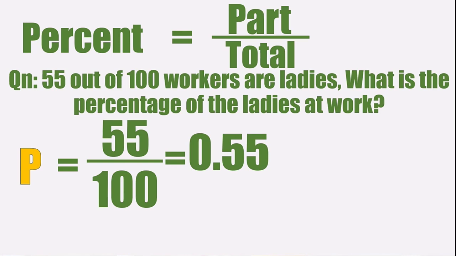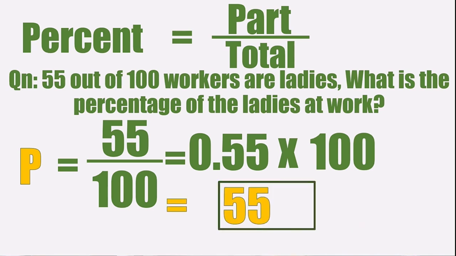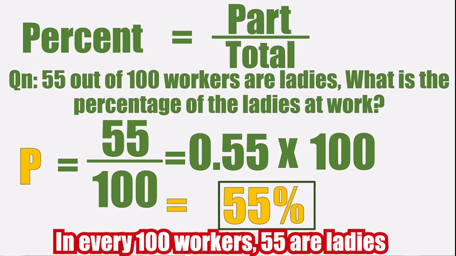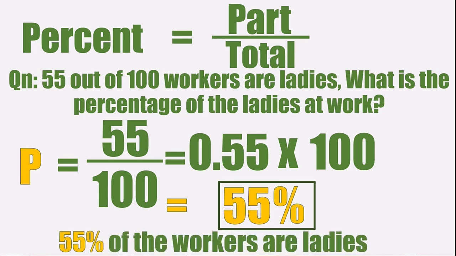Now, the other 100 on the denominator of P that we have put at the back of our minds, we need to multiply it by the decimal number that we have got to change it to percentage. So when you multiply it by 100, you get 55. Again, to show that it's a percent, you need to add the percent symbol. So this is also showing that in every 100 workers, 55 are ladies. Or you can conclude that 55% of the workers are ladies.